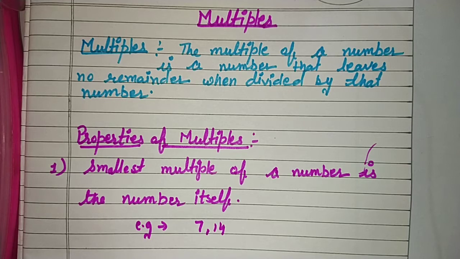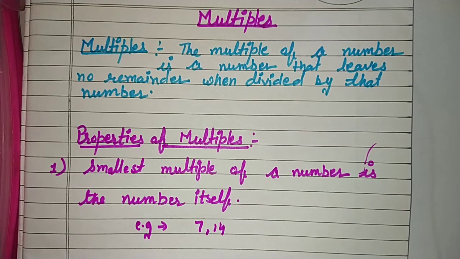Today we are going to understand the meaning of multiples, how to find common multiples, and from the common multiples how we are going to find the LCM, that is the least common multiple. So before starting, let's understand the meaning of multiples first. A multiple of a number is a number that leaves no remainder when divided by that number. Okay, that is the meaning of multiples.